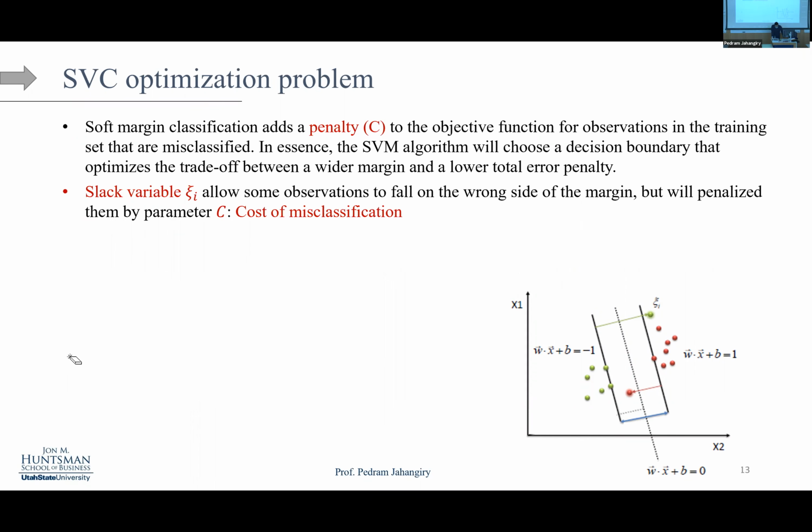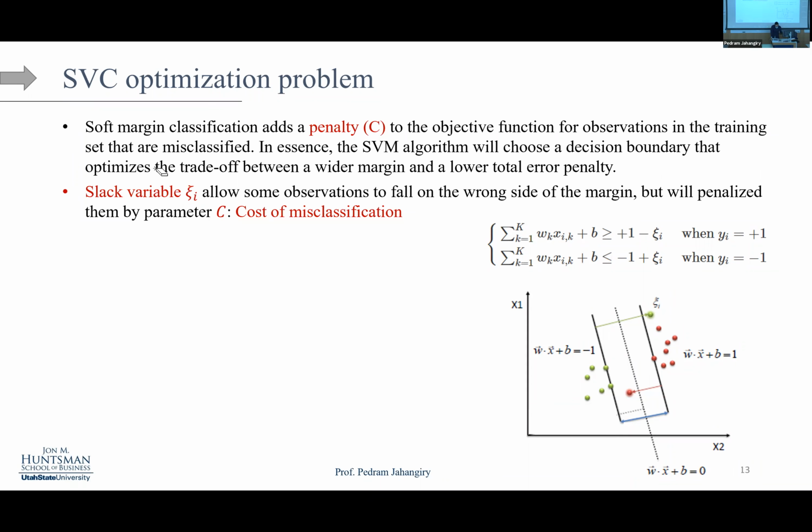So soft margin classification adds a penalty term. We call it C. Think of it as a cost function added to the objective function for observations in the training set that are misclassified, right? In essence, the SVM algorithm will choose a decision boundary that optimizes the trade-off between wider margin and lower total error, right? And basically, there's something we call xi. It's a Greek letter, and some people call it kesi, but I think xi is more commonly used. So this variable is xi, and this is a slack variable.